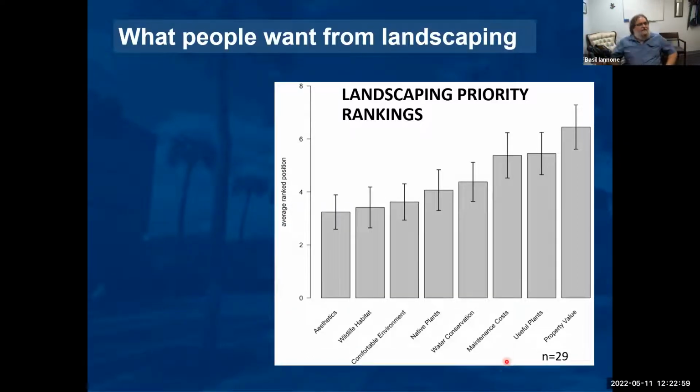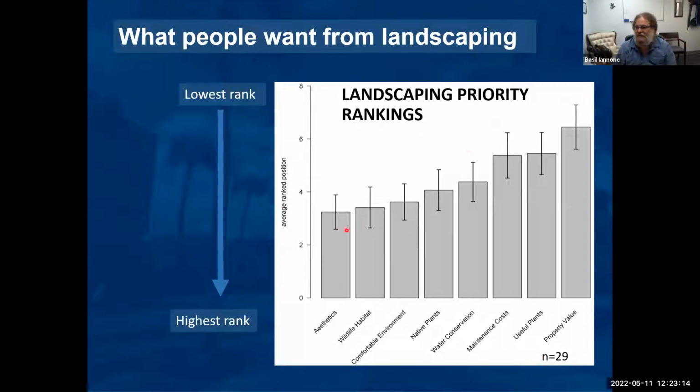Regarding what people want from their landscape, we asked them to rank different aspects from high to low. And this is what they gave us here. We asked them about these things. When we asked them to rank, if it's ranked highest, it's actually lowest on this table. So aesthetics, for example, is ranked highest here, because this is the average ranking. Most people ranked aesthetics as highest. That's probably not surprising, right? People want their yard to look nice.